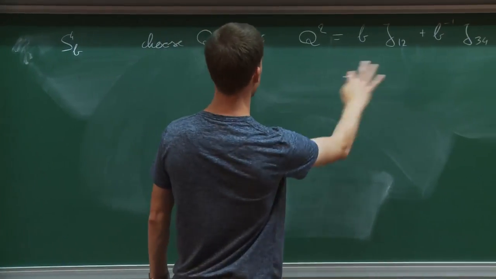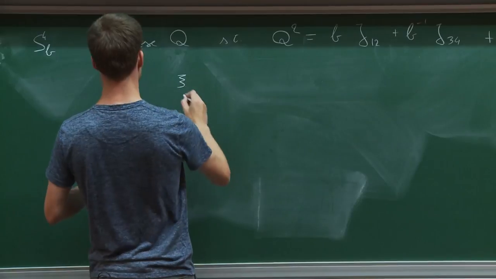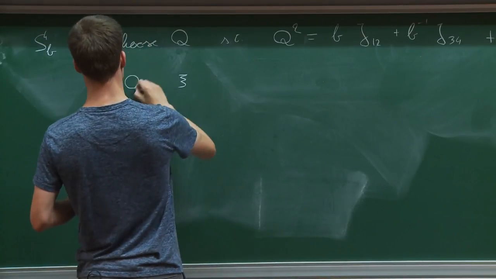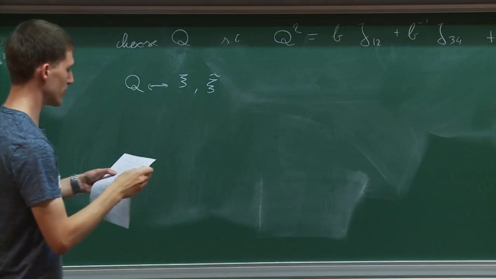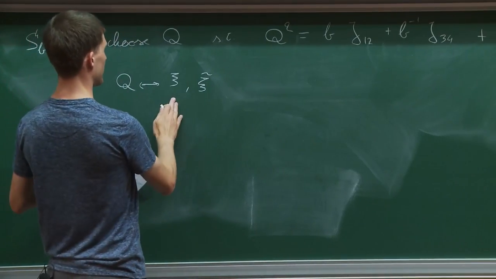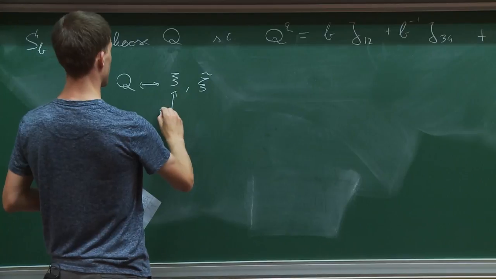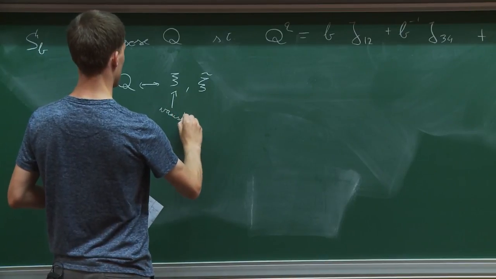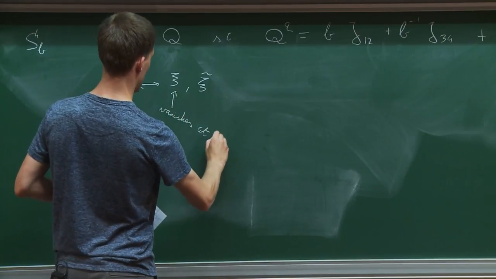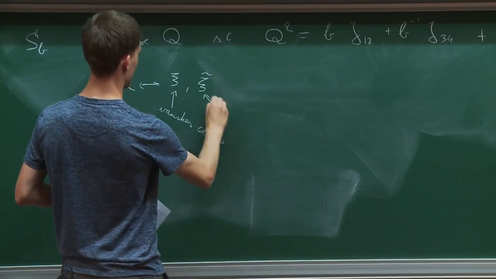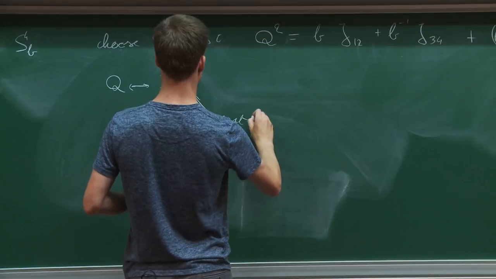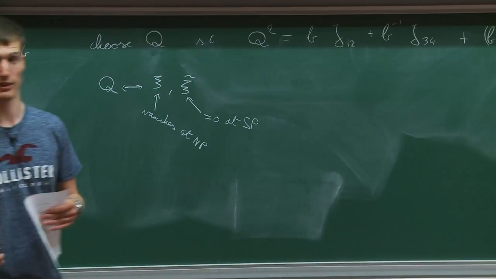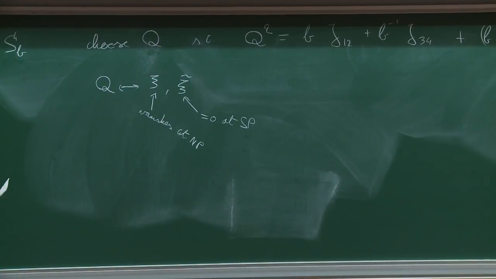Okay, so for this particular Q, I'm not going to describe what xi and xi tilde should be. But I just want to emphasize one property, namely that xi vanishes at the north pole and xi tilde vanishes at the south pole, equal to 0 at south pole. You'll see in a second why that is an important observation.